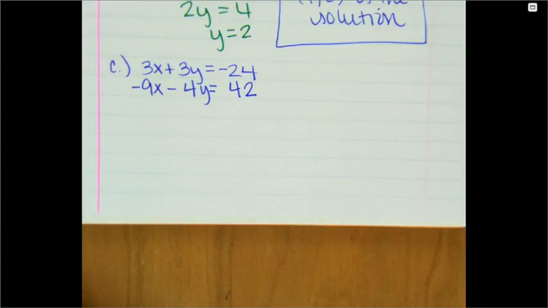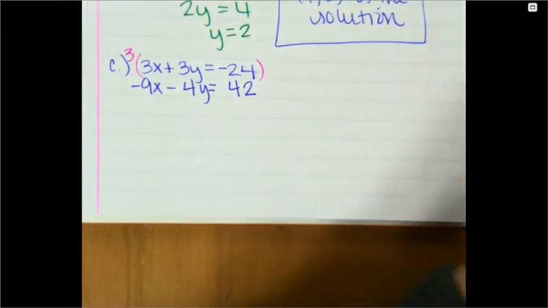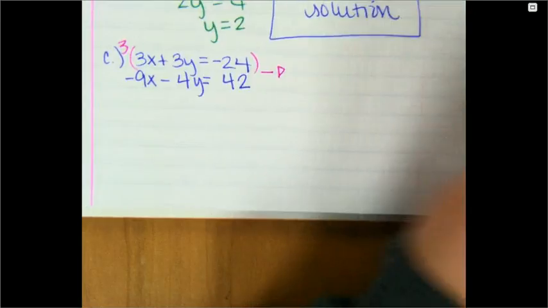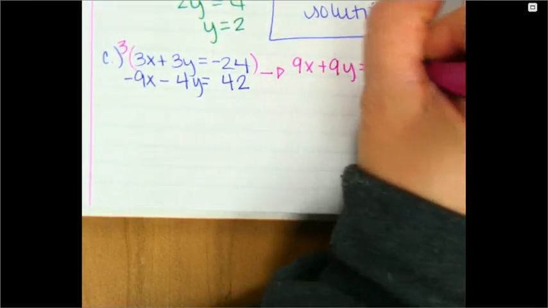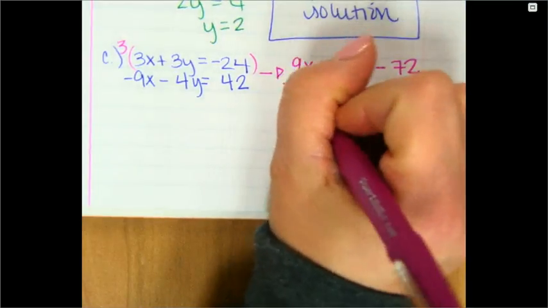Ready? You can tell me what to multiply. What do you multiply by? 3. On top or bottom? Positive 3 or negative 3? Good. When we multiply by 3, what do we get? 9x plus 9y equals what? Negative 72. Good. On the bottom, does it change? No, it stays the same.